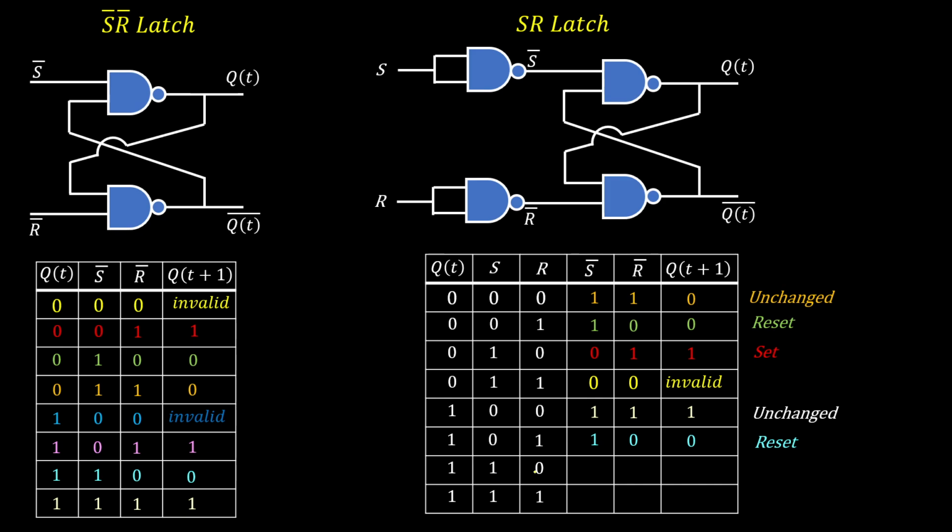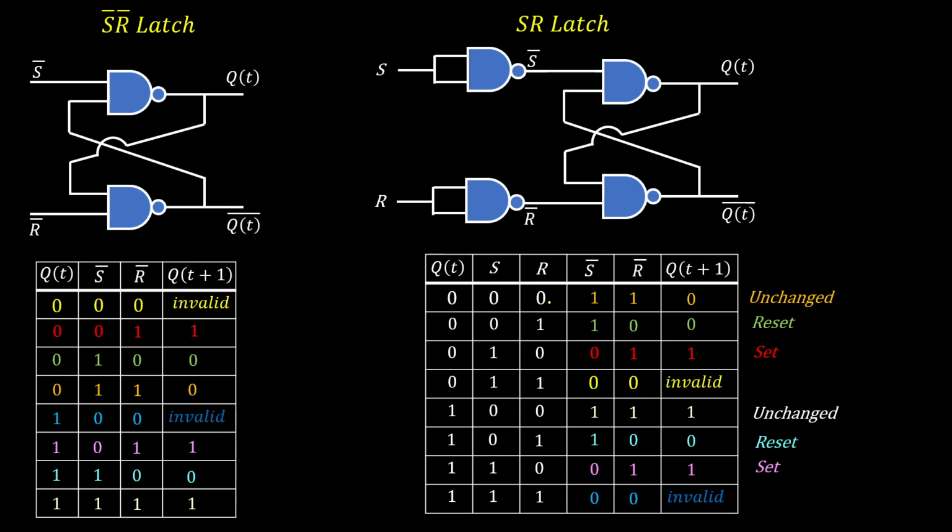Now for 1 1 0, S bar R bar are 0 and 1. So next state has to be 1. Here present state is 1, next state is also 1 because only set is high. So this is also set. For the next state, 1 1 1, S bar R bar both are 0. So next state has to be invalid state.